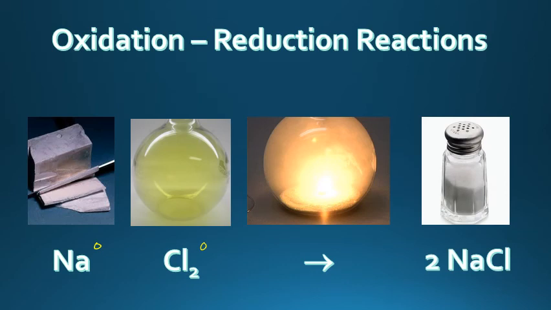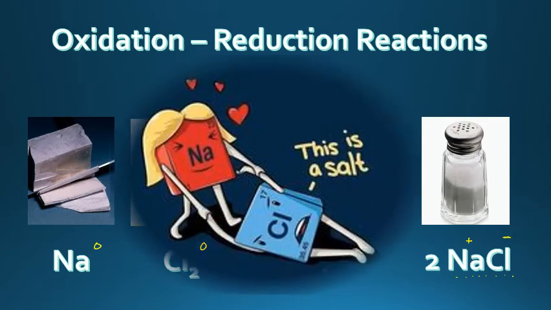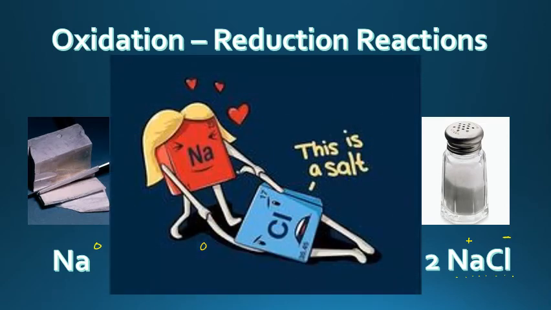Now notice, table salt is an ionic compound, and the oxidation number of sodium is plus 1, and the oxidation number of chlorine is negative 1. How on earth did that happen? Well, somewhere in this violence, there were some electrons that were exchanged. Somebody stole them, somebody took them, and now we end up with this picture.